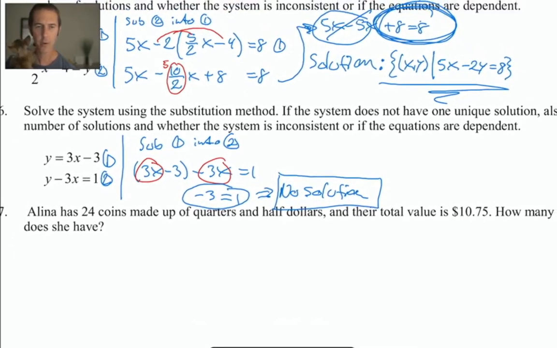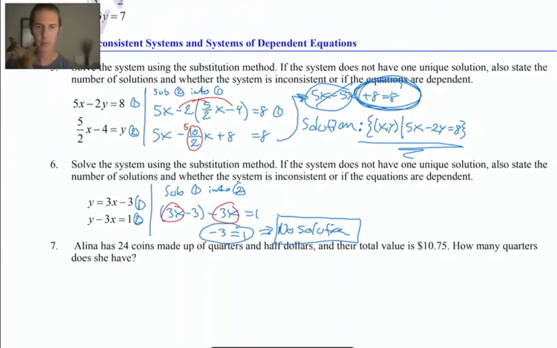And then the last problem in this section worth of notes is a word problem, which is nice. All of us need a little extra practice with the word problems. So Alina has 24 coins made up of quarters and half dollars, and their total value is $10.75, and we want to know how many quarters does she have.